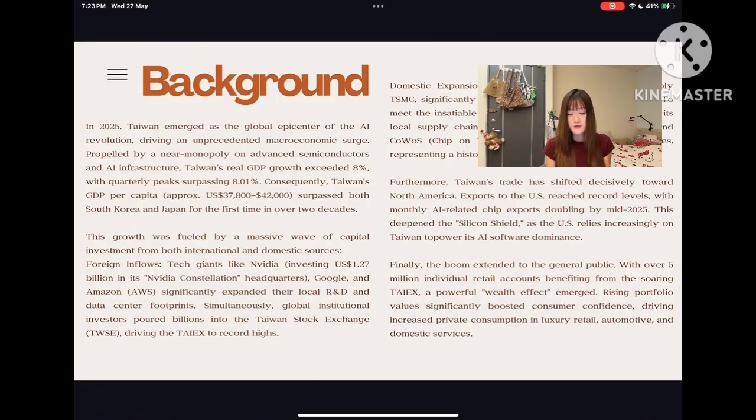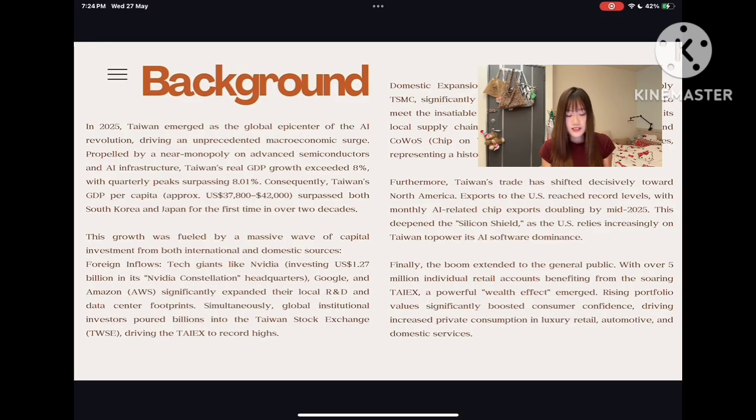This growth was fueled by a massive wave of capital investment from both international and domestic sources. For foreign inflows, tech giants like Nvidia, Google, and Amazon significantly expanded their local R&D and data center footprints. Simultaneously, global institutional investors poured billions into the Taiwan Stock Exchange, driving the TAIEX to record highs.